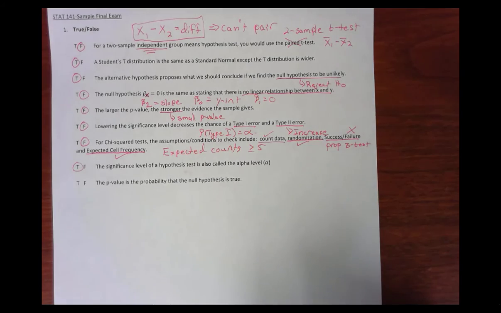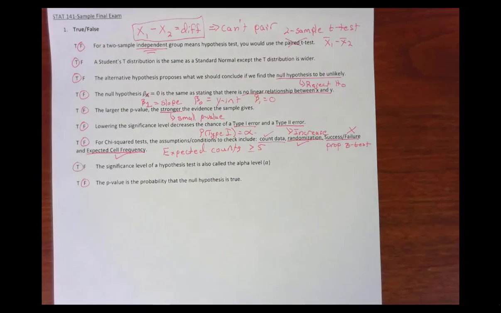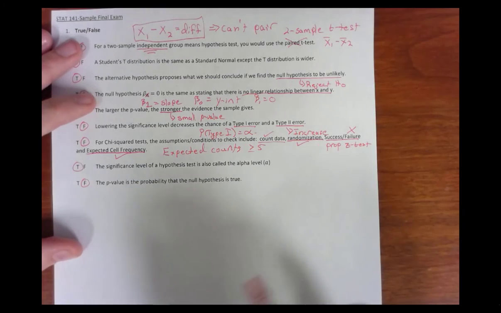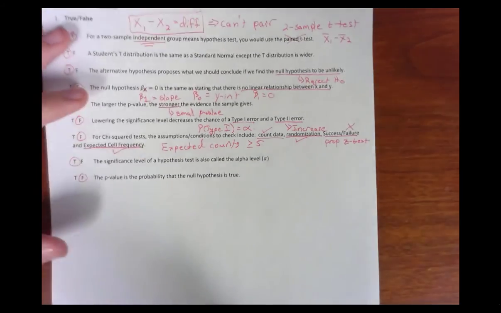And then the last statement says the p-value is the probability that the null hypothesis is true. And this one's false. Our p-value is the probability that our sample would occur, or something further away from what we expect to see, if the null hypothesis is true. So we're assuming the null hypothesis is true, and then we're calculating our p-value. So that statement is also false.